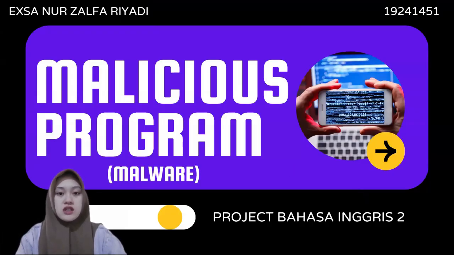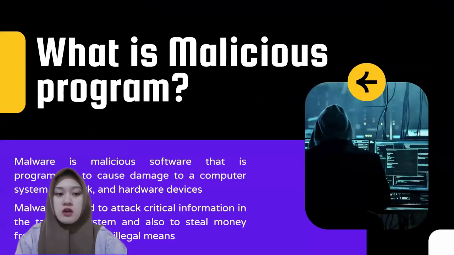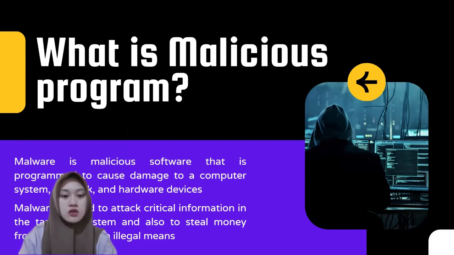Topic number two is malicious program or malware. What is a malicious program? Malware is malicious software that is programmed to cause damage to a computer system, network, and hardware device. Malware is created to attack critical information in the target system and also to steal money from the target through illegal means.